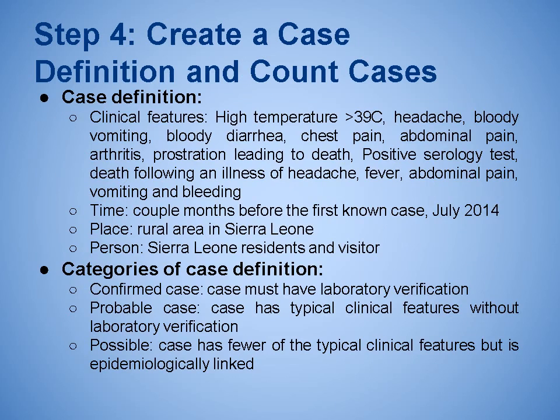Step 4. This step is to conduct a working case definition and to identify cases. Case definitions are a standard set of criteria used to help identify cases and rule out non-cases. A case definition should include clinical criteria and set restrictions based on person, time, and place. An example of a case definition for this case scenario is on the slide. There are also 3 categories of case definition: confirmed, probable, and possible case.